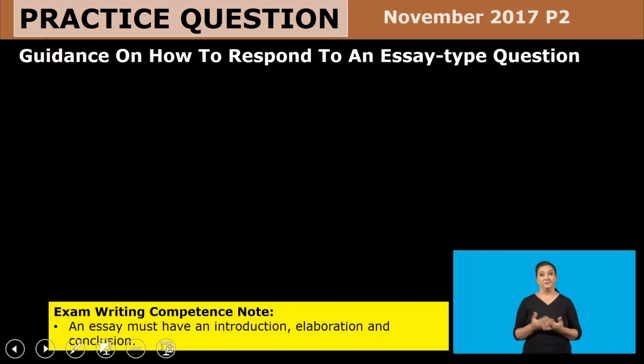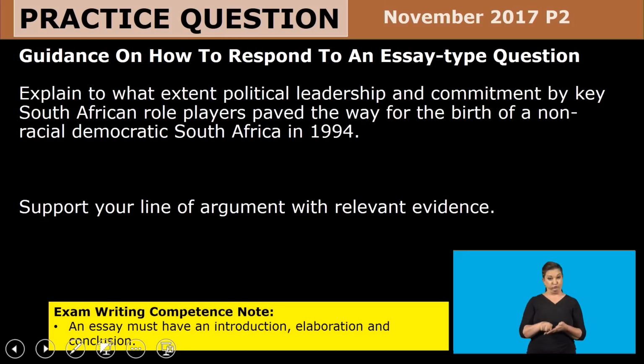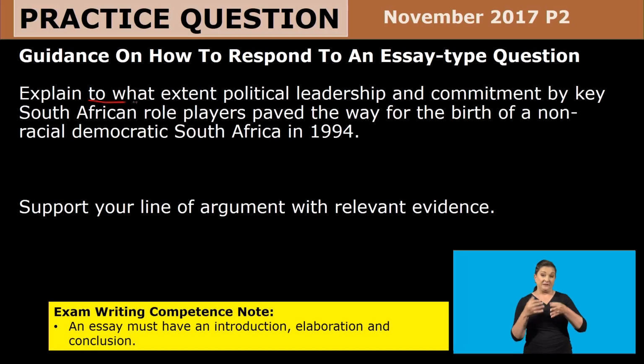Now let's look at a different type of question, and this is now an essay type question. So the question reads, explain to what extent political leadership and commitment by key South African role players paved the way for the birth of a non-racial democratic South Africa in 1994. And then you have to support your line of argument.